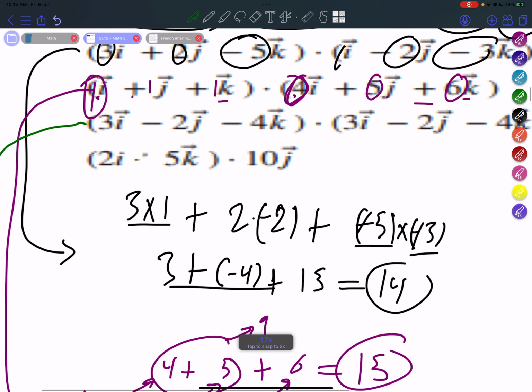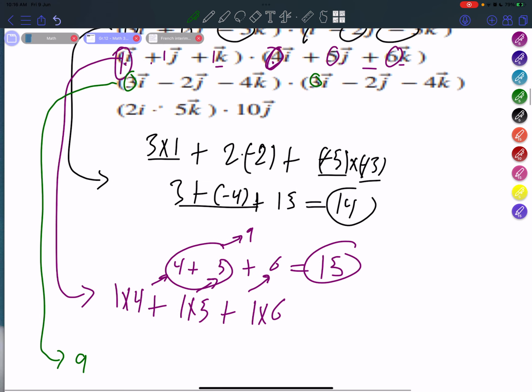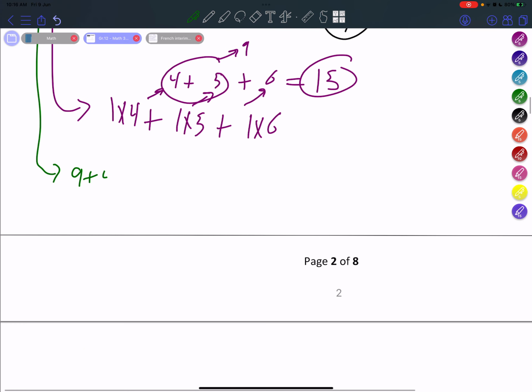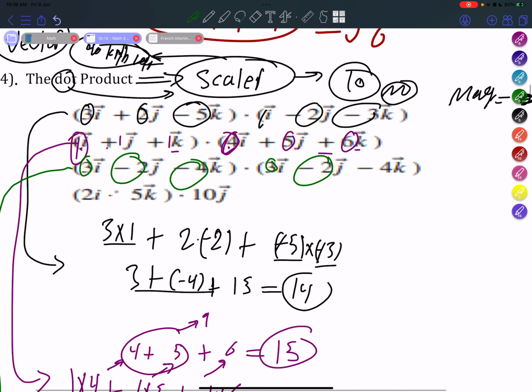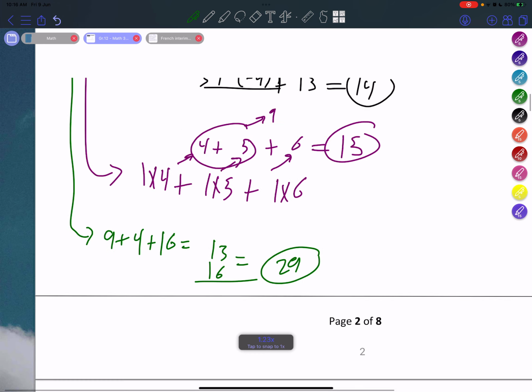Okay, so again, i with i, 3 times 3, so we'll get 9. Negative 2 with negative 2, so we'll get positive 4. And then negative 4 with negative 4, which will give us positive 16. Now we can just add: 9 plus 4 will give us 13. 13 plus 16 will give us 29.